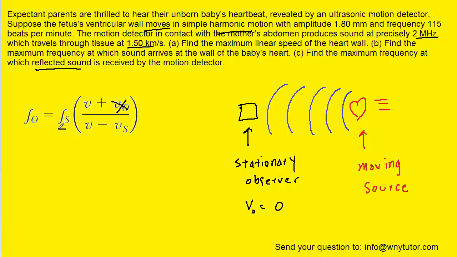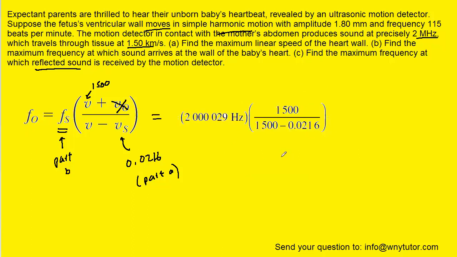So when we plug in for f sub s, we're going to be using the value from part B of the question, remembering that the speed of sound was stated in the question as 1500 meters per second, and that the speed of the source in this case would be the speed of the moving heart, which again was figured out in part A. We can plug in those known values and calculate the frequency of the stationary observer. And when we simplify that, we get approximately 2,058 Hertz. And so that would be the correct answer to part C.